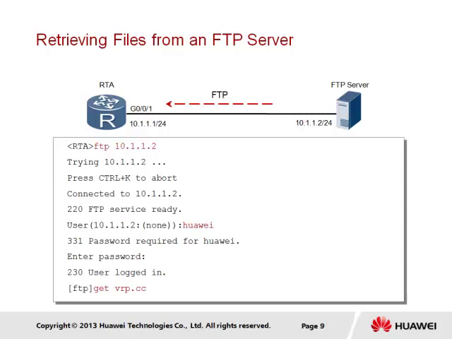In this instance, the user and password is HUAWEI, and the user has been authenticated. We can see that the prompt shows that the FTP service is now active and FTP-based commands can be used. The get vrp.cc command allows the client to retrieve a copy of the file named vrp.cc from the FTP server.